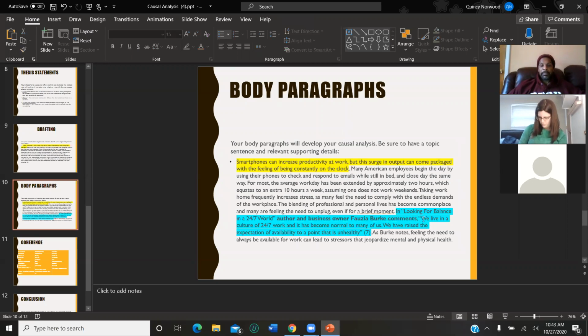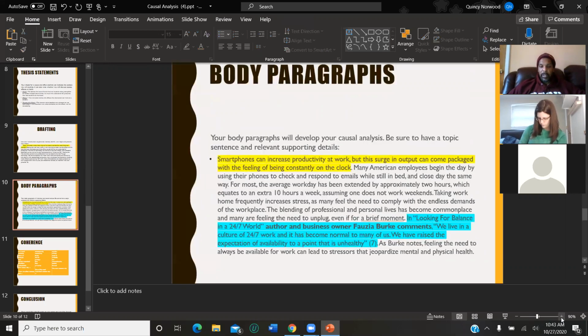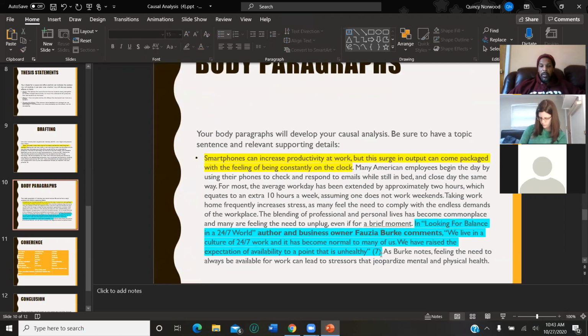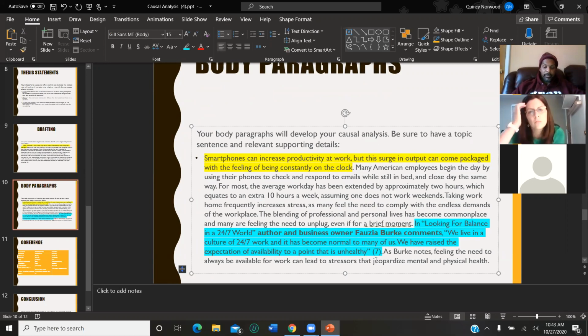So in looking for balance in a 24/7 world, author and business owner Fuzia Burke comments, and notice the punctuation too of the signal phrase. There's a comma after your verb, and then the quotation marks. The punctuation goes outside of your parentheses, because technically this is the end of your sentence. Even if there's a question mark or an exclamation point inside of the quote, you're still going to include that, but you're still going to have a period outside of your parentheses. Or if you want to get fancy, your parenthetical citation. But nobody says that.